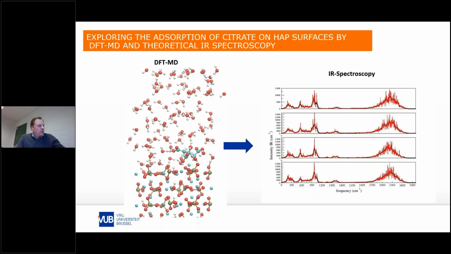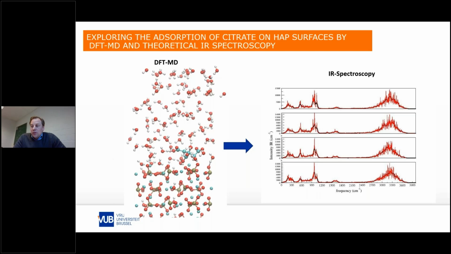And then I would like to finish with the last part, which is, it's 11:45, exploring the absorption of citrate on hydroxyapatite surface by DFT. So I have seen that the hydroxyapatite is part of the bone, and the effect of water plays there an important role. But not only water, in the physiological environment, we have other complex agents.